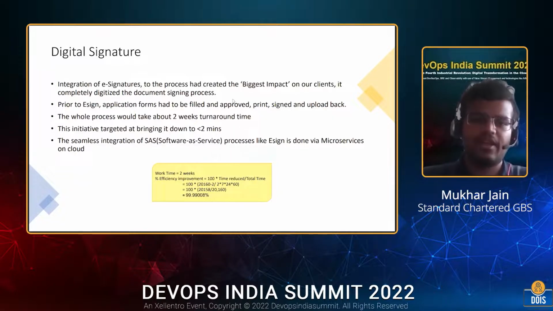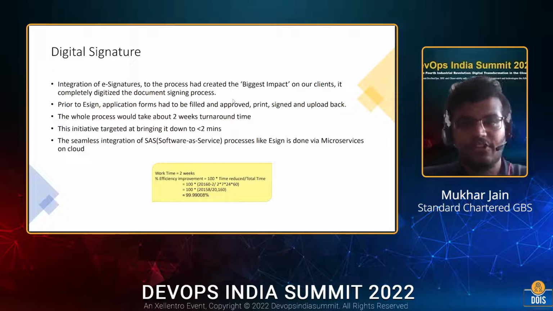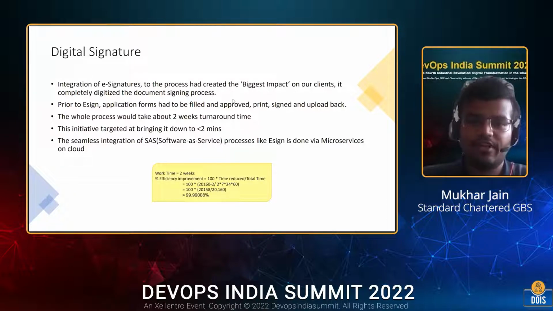Now, coming to the next step of the onboarding, which is signatures. As we know, signature is one of the important things to verify the authenticity of any document. Integration of e-signatures in the process created the biggest impact in our client journey, as it has completely digitized the document signing process. Prior to e-sign, the process we used to follow was to fill the forms on the online portal, print them, sign them, scan them, and upload them back. That's a major hassle, and it required a lot of manual effort as well as multiple steps.